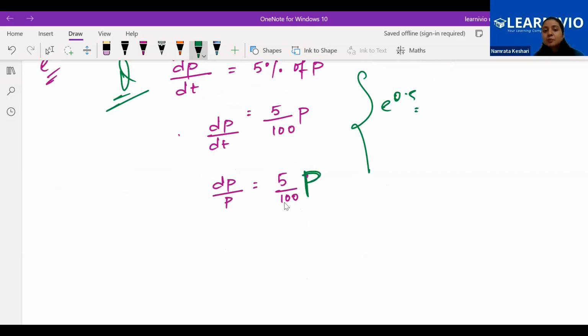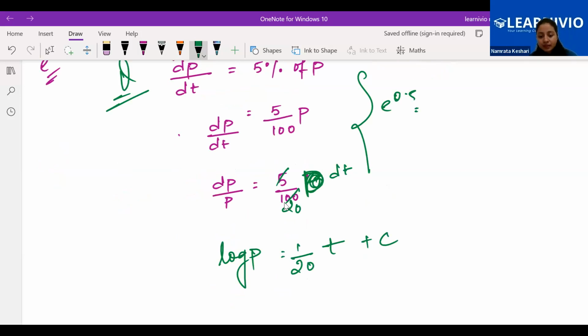So dP by P, that means log P. Okay, 5 by 100 means 1 by 20. So here P must not be there, dt has to be there. So t plus C. Right, Murtaza? Yes, ma'am. Now let me check what the condition says over here. Directly we must get e to the power 0.5. That only I am trying to say.